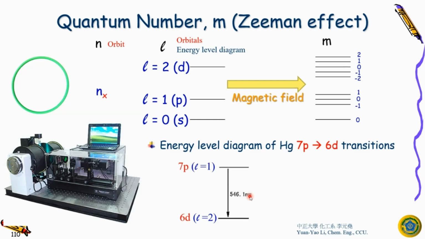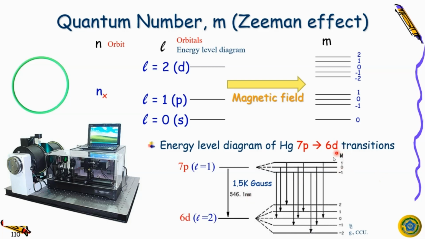Once you apply 1.5 kilogauss, that means you apply a magnetic field to this energy, then it will split. The energy will split into 3 levels for the P. For the D, it will become 5 levels. So you have many different energy transitions of the electron.